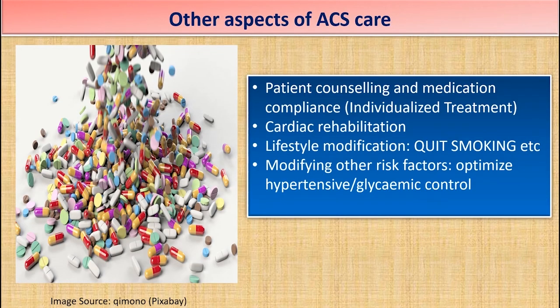I hope at this point you'll be able to appreciate what the important agents are that you must include during the first line treatments, and always be mindful about pill burden, and always talk to your patients, counsel them, explain about the importance of medication compliance, and also always adjust the medication based on the patient requirement, also the patient need. And also, I would like to mention that patients with ACS, they will also undergo cardiac rehabilitations, and most importantly, lifestyle modifications, and also modifying the other risk factors.